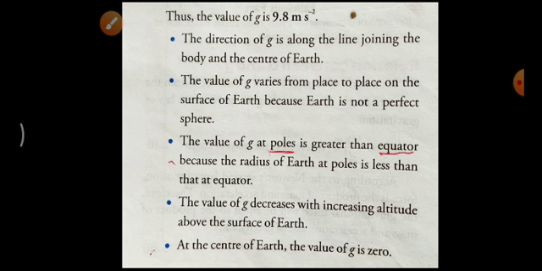Then the next one, the value of g decreases with increasing altitude above the surface of the earth. That means if we go in the upward direction, at that time the value of g decreases. And a place will come, if we keep going upward, called space, where no value of g is found. At the center of the earth, the value of g is 0. Up to this much, I think all of you have understood. Again, you must go through your book properly so that it will be good for you.